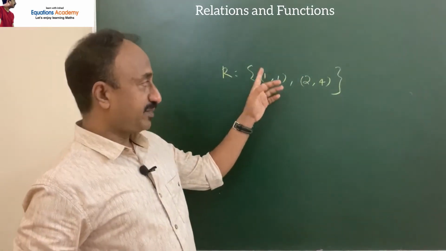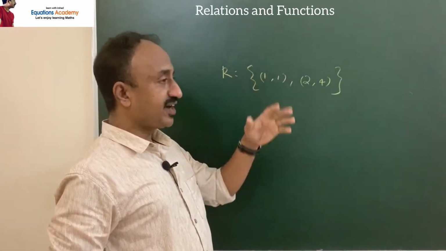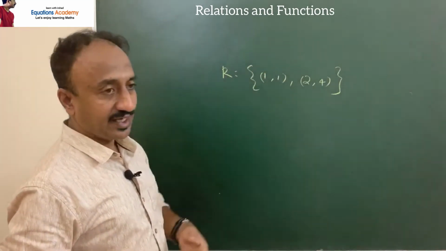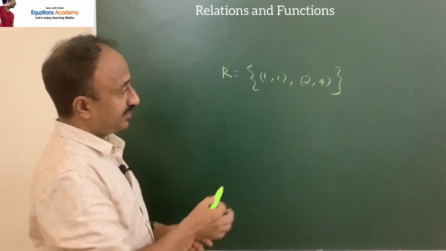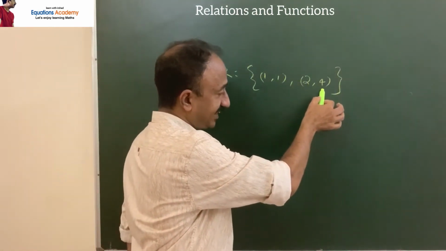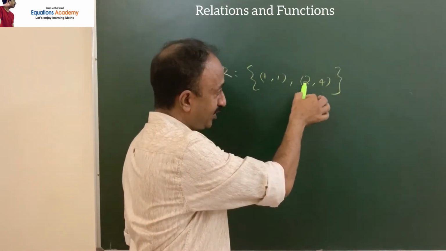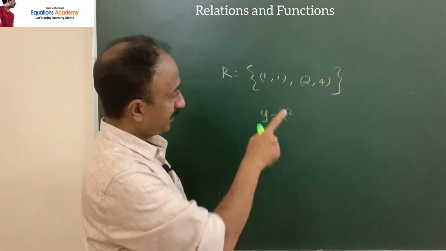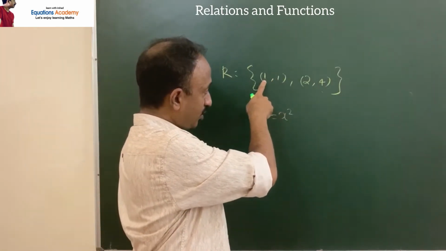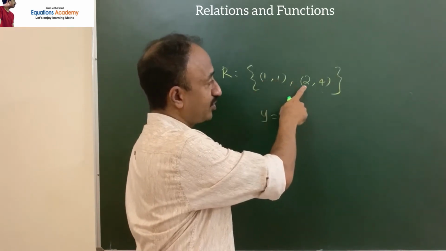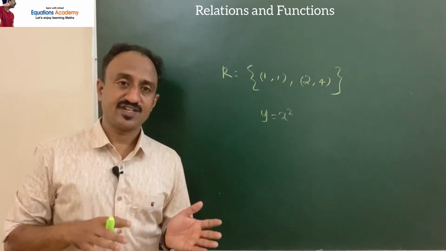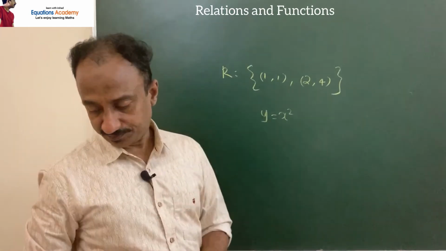This is the first element or x element and this is the y element. So this is first, this is second, this is first, second. How are they related? The second element is the square of the first, that is y equal to x squared. Check. Square of 1 is 1, square of 2 is 4. So there is a relation between the first and the second element.